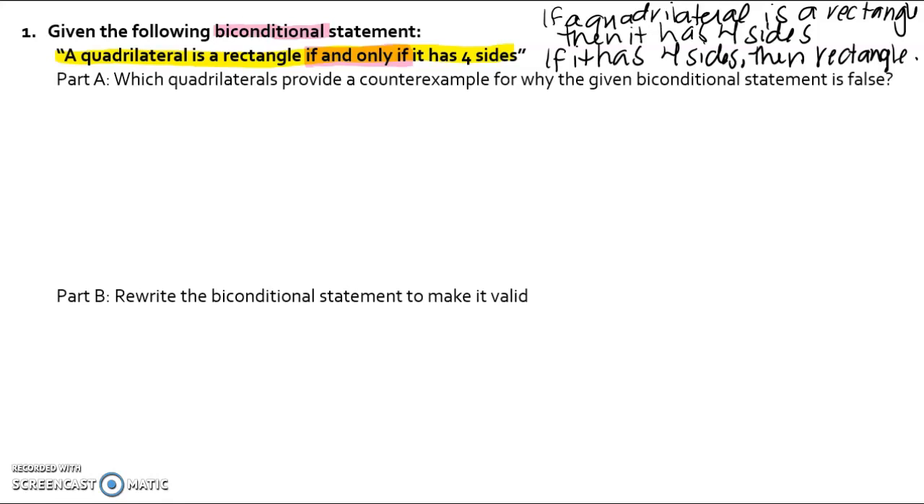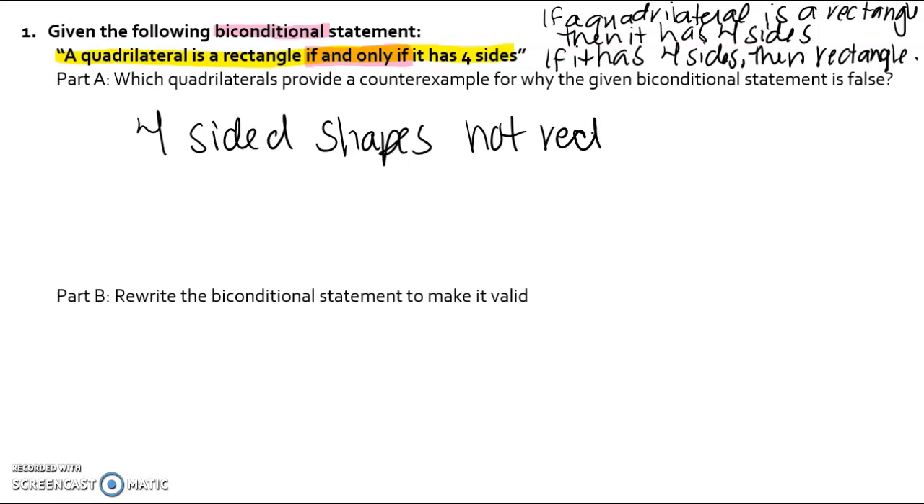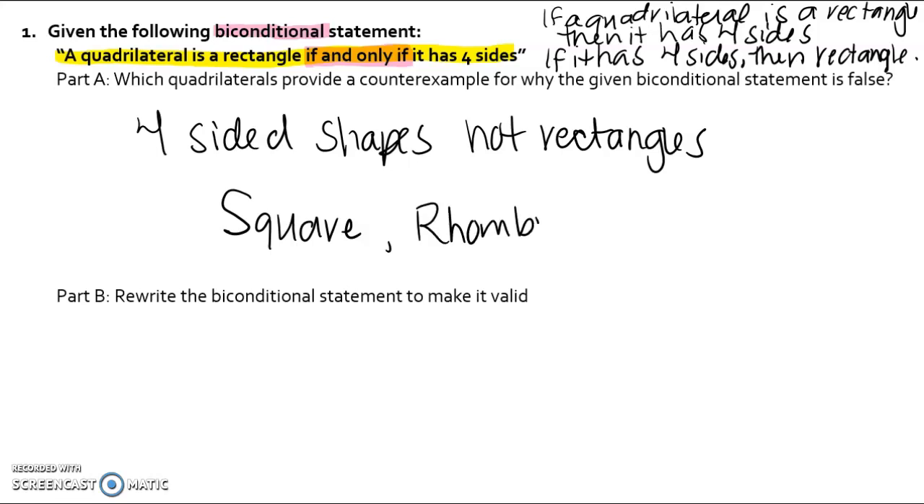So a counterexample for this, we think about this. Do we know of any 4-sided shapes that are not rectangles? And the answer to that is yes. A square would be a counterexample, because a square has 4 sides and it's not a rectangle. A rhombus has 4 sides and is not a rectangle. A trapezoid has 4 sides and is not a rectangle.